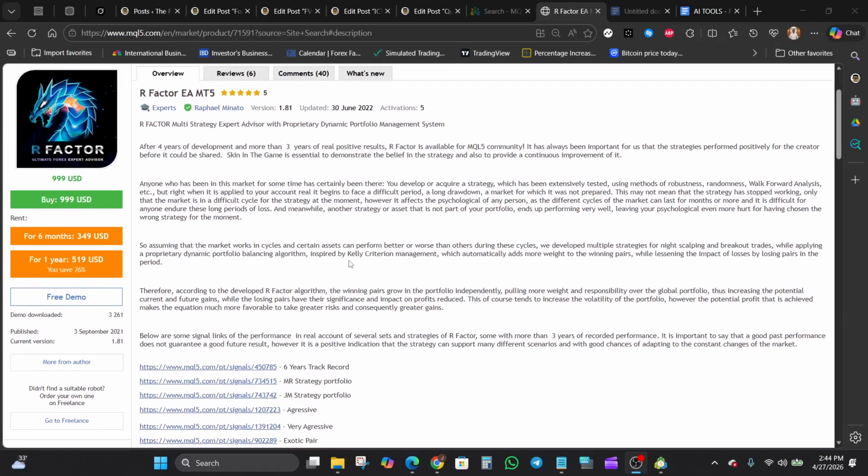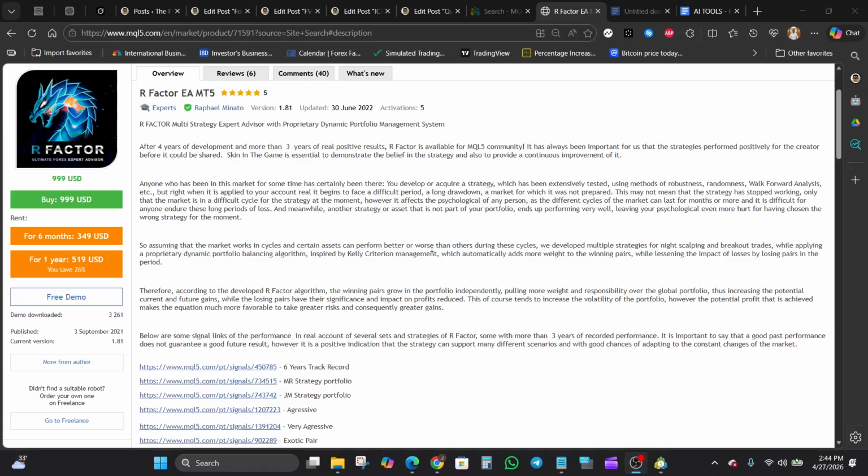At its core, the R Factor is built on the idea that markets move in cycles and no single strategy performs well all the time. So instead of trying to find the perfect strategy, this EA combines multiple approaches like night scalping, breakout trading, and even different timing models into one system. But what really makes it stand out is how it allocates risk dynamically.